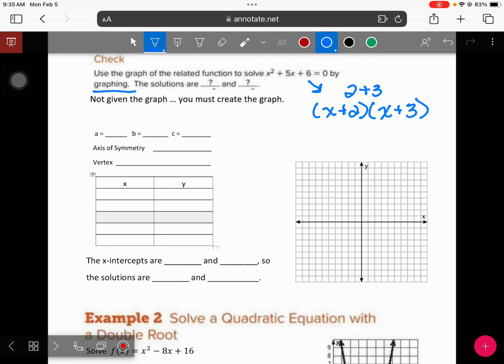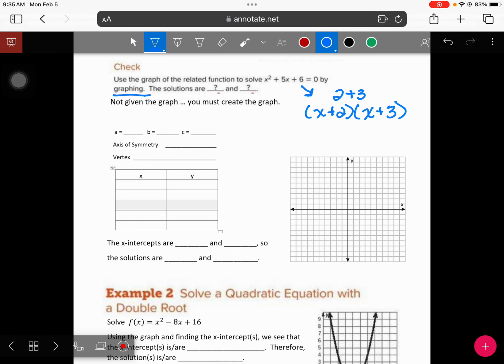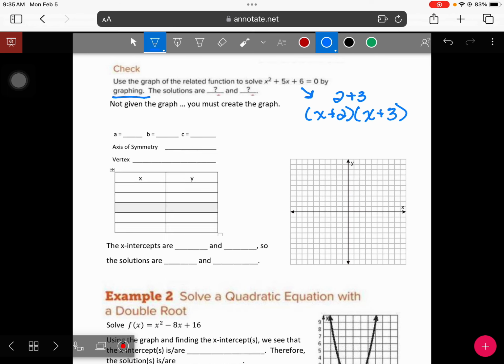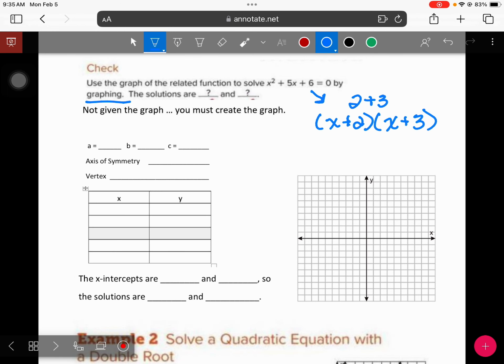I'm sorry. All right, so A is equal to, what's my A value? We are going to set it up by the graph, but this is how you could also figure it out by factoring. What is the A value of this standard general form right here? 1. So A is equal to 1. What's my B value?